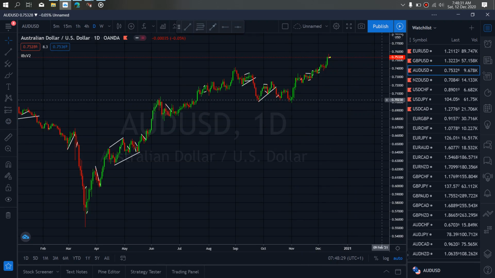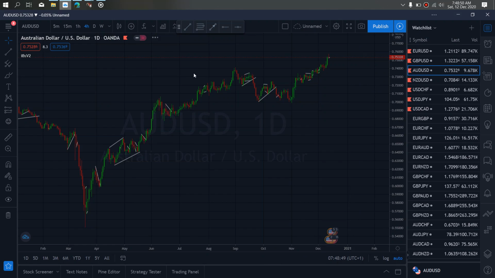On Aussie dollar for this week, Aussie dollar has been in this buy momentum for quite some time, and I'm still looking for a drop. At any moment they should start a drop like this, and that is what I'm looking out for on Aussie dollar for this week.